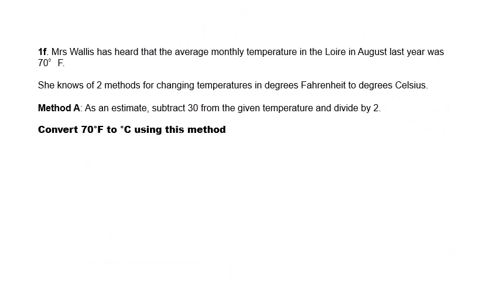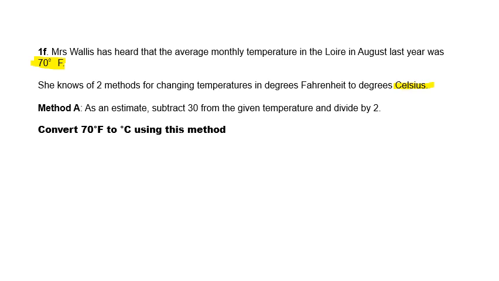All right, the next question is essentially a formula question in the second part of it, but in the first part, slightly different. We have to compare methods. So we'll just read the question. Mrs. Wallace has heard that the average monthly temperature in Loire in August last year was 70 degrees. So 70 degrees is the important number here. She knows of 2 methods for changing temperature from degrees Fahrenheit to degrees Celsius. So the 70 degrees Fahrenheit, she wants to turn it into Celsius, and there's 2 methods.